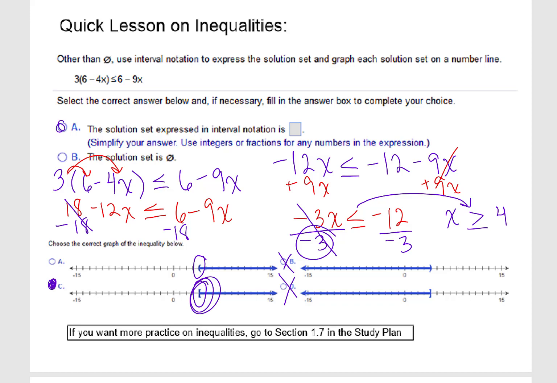The solution set will mirror that number line. So I have brackets 4 and then to infinity. Now you can answer the solution set first and then go to the number line. I just have found that if students struggle with the interval notation for the solution set, that many times drawing the number line will be helpful.